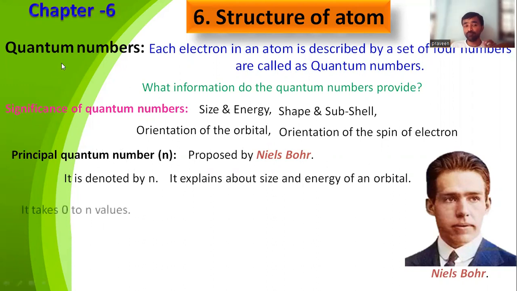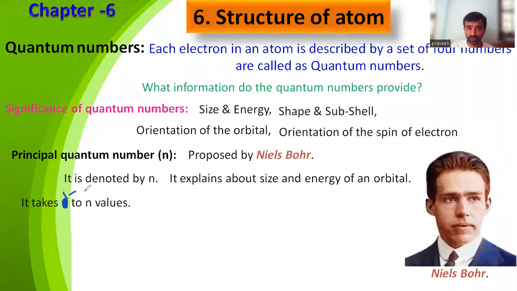The n values are given here. Sorry, print mistake: n only takes counting numbers, natural numbers without zero. So n takes 1 to infinity; don't read 0 here. n takes only counting numbers, 1 and so on: 1, 2, 3, and so on.